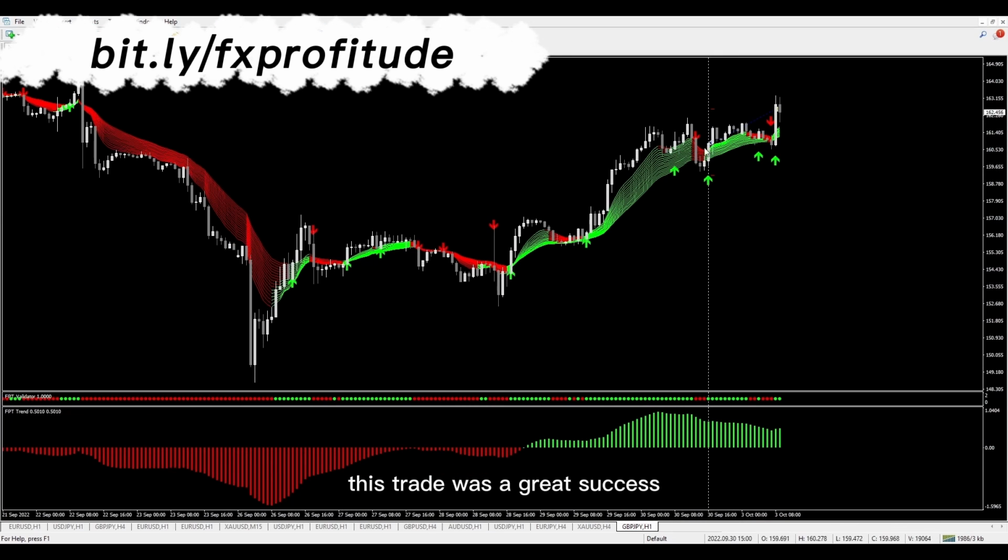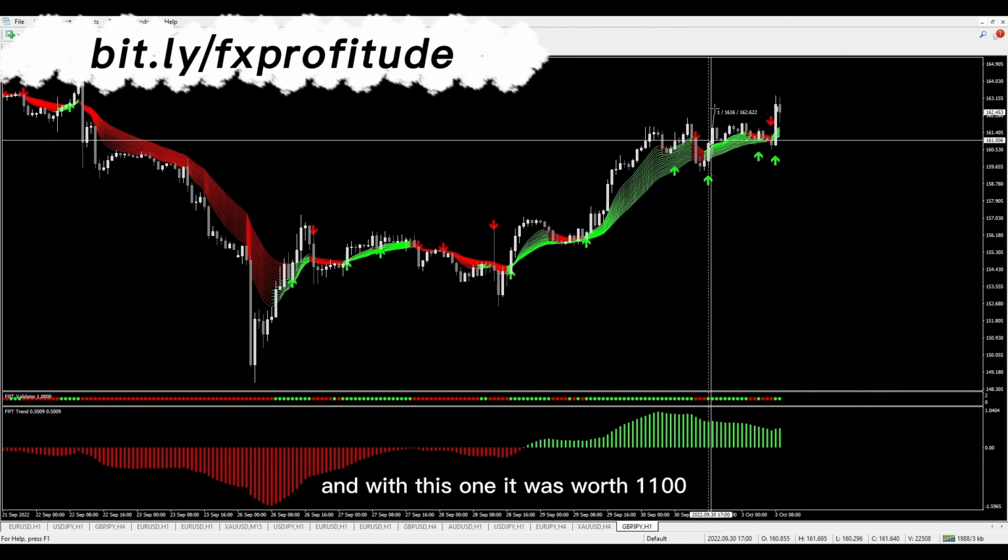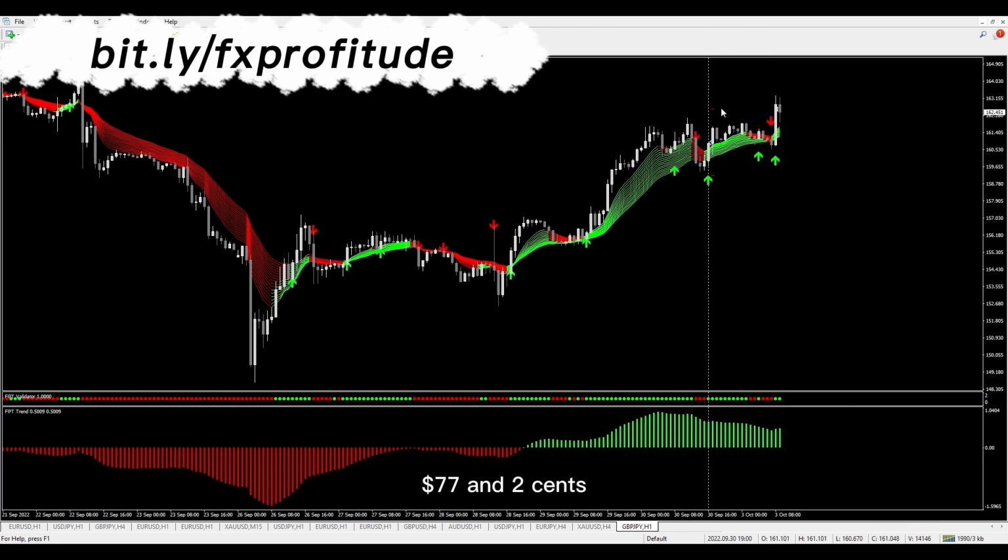This trade was a great success. The market did what we hoped it would. And with this one, it was worth $1,177.02 thanks to the Forex Profitude trading system.